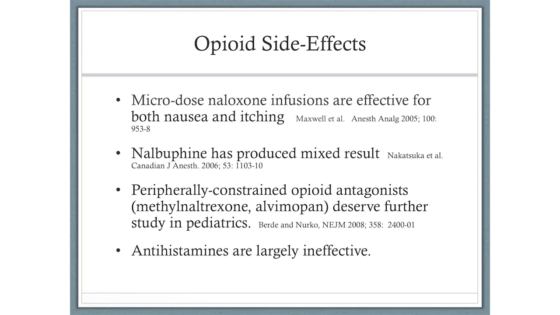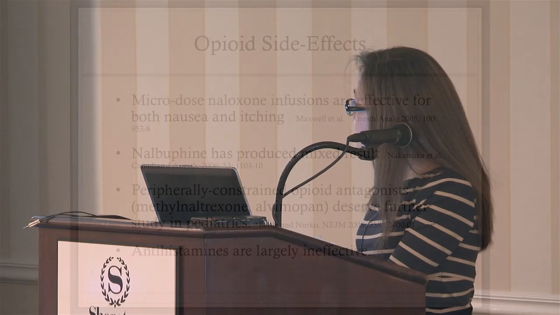Methylnaltrexone and alvimopan act as peripherally acting opioid antagonists, and they bind to opioid receptors in the gut. And studies in adult patients have shown fairly good results. There's very limited data in kids. There's one clinical trial of a small number of pediatric patients, but they had very good results, and none of them had reversal of their opioid analgesia.